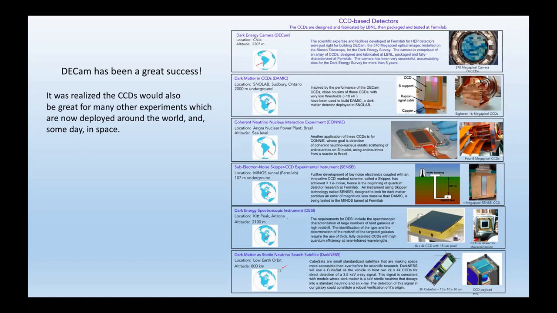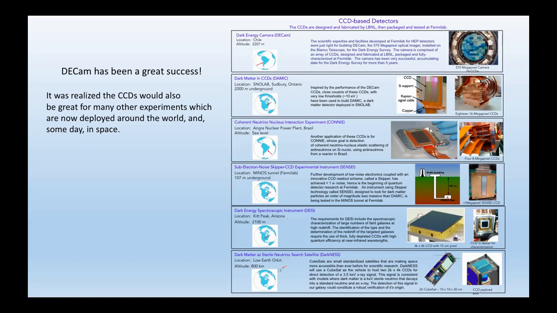I won't really talk too much about this, but I just like to point out that the Dark Energy Camera is in Chile, but there's also an experiment that uses the same CCDs as a particle detector, as a dark matter detector, in SNOLAB in Ontario. And then there's a detector outside a nuclear power plant in Brazil, trying to detect coherent neutrino nucleus interactions, where the reactor is providing the neutrinos.